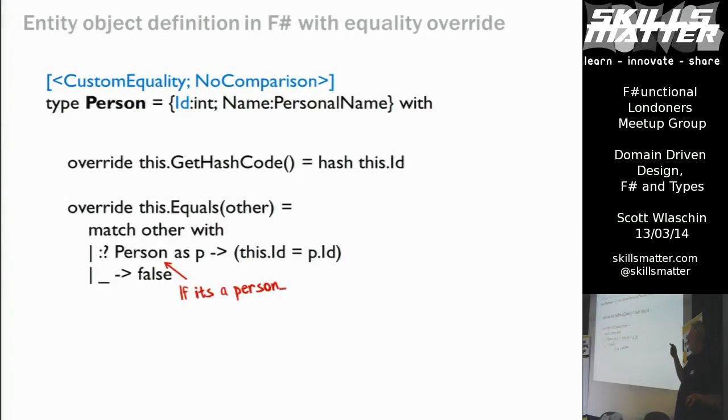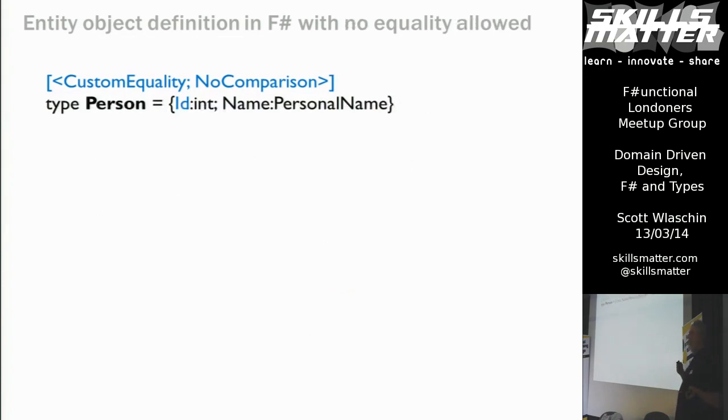The nice thing is overriding equality is actually a lot easier, because if it's a person, you compare the IDs. You don't have to do a null test because the type can't be null. So that eliminates a whole class of issues right there. No null checking.